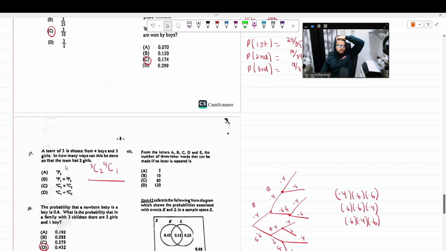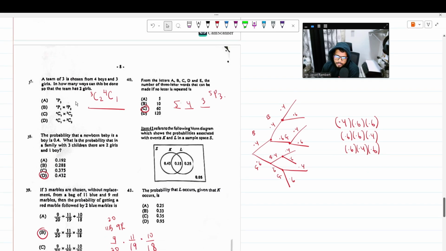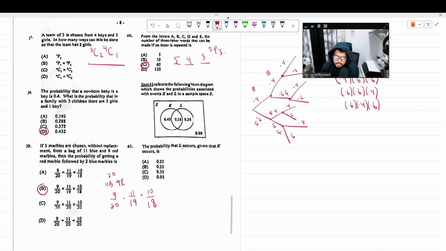Alright, number 40 now. From the letters A, B, C, D, and E, the number of three-letter words that can be made if no letter is repeated. That is, 3 letters: 5 ways, 4 ways, 3 ways, 60, or 5 pick 3. Right, this one is an elementary one.